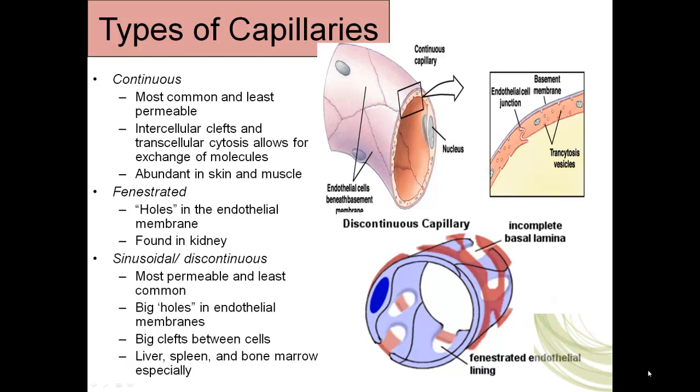And we find this most abundantly in the liver and spleen and bone marrow. In particular in the liver, it allows hepatocytes to have great access to the blood that's flowing inside that vessel, that capillary bed. And of course, hepatocytes are responsible for detoxifying our blood. So we want them to have easy access to the blood inside.